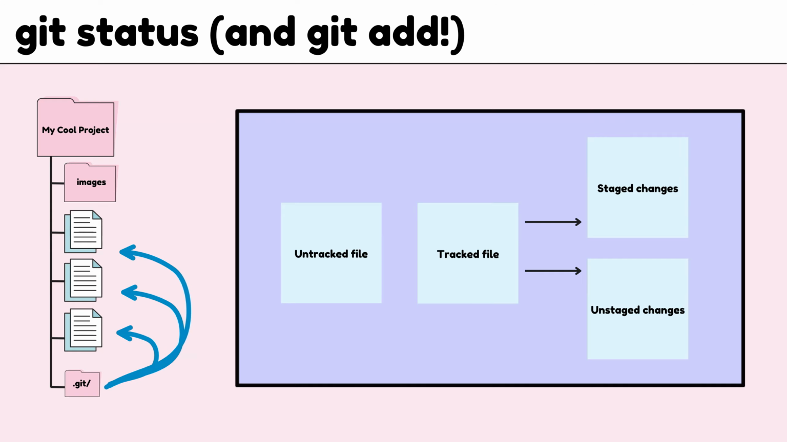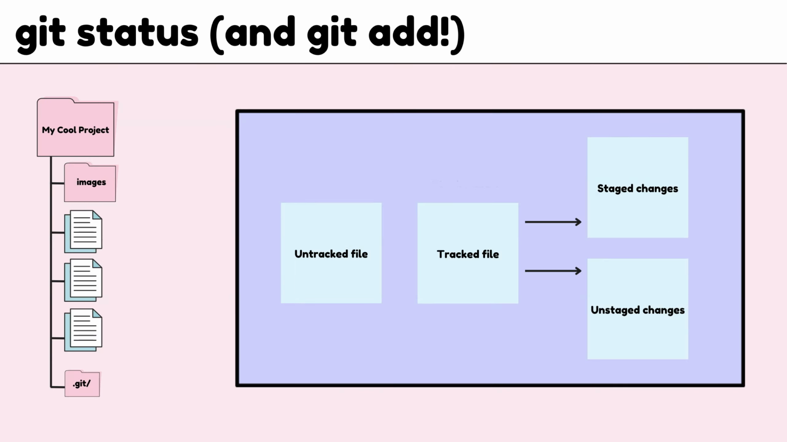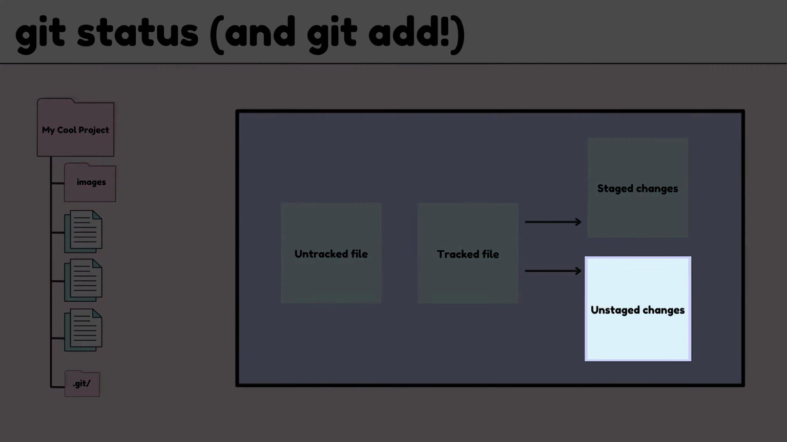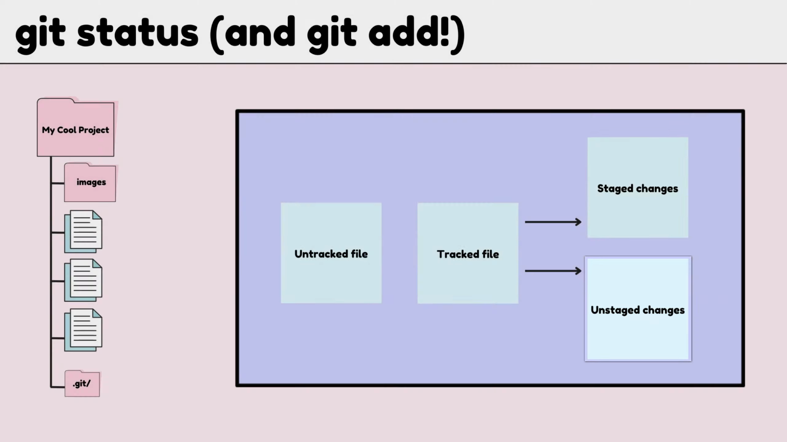Now, in order for Git to start tracking changes in your file, you need to add it to your staging area. Once you add a file to the staging area, Git will now start tracking all the changes. It's now a tracked file. A tracked file can either have staged or unstaged changes. Staged means that this is now ready to be committed, while unstaged means that if I make any more changes to a tracked file, then that is unstaged, which means that I need to add the changes to the staging area again.